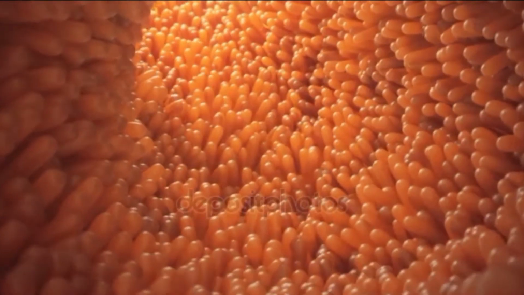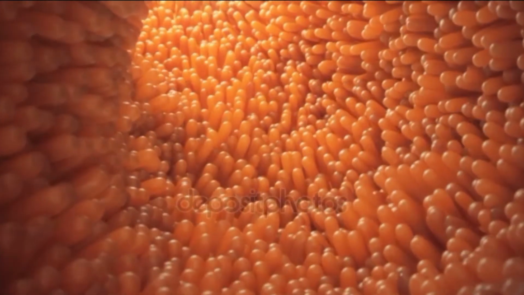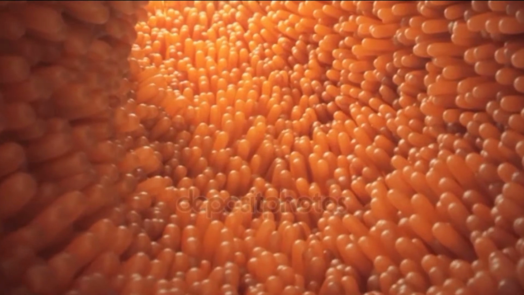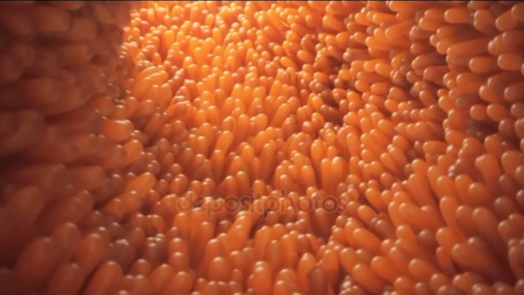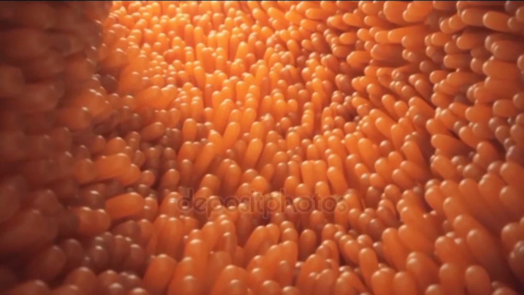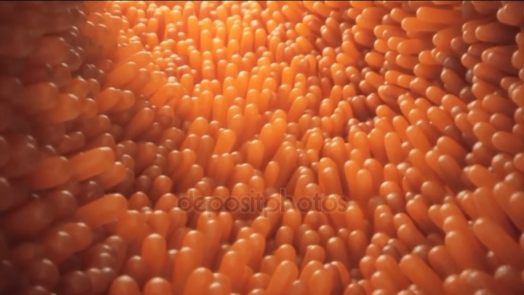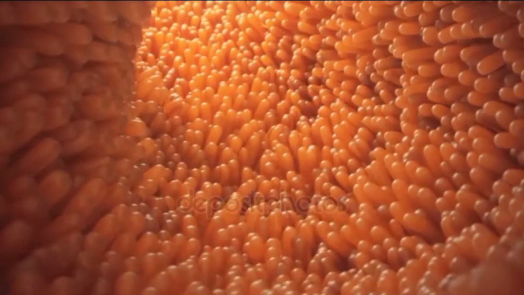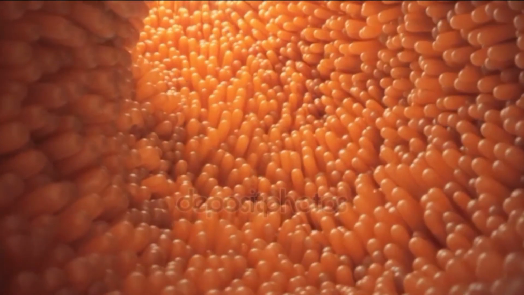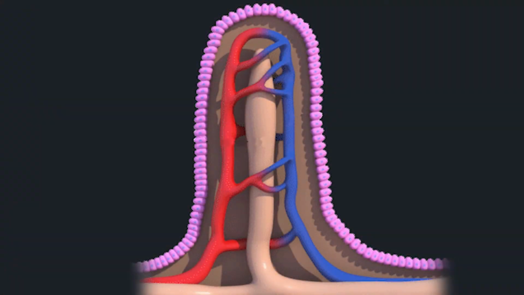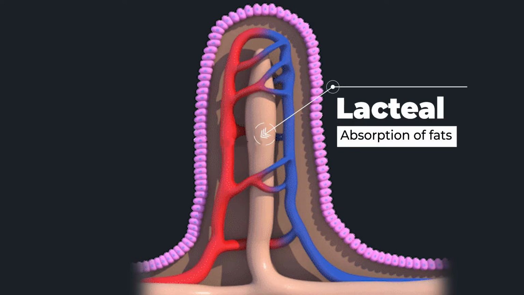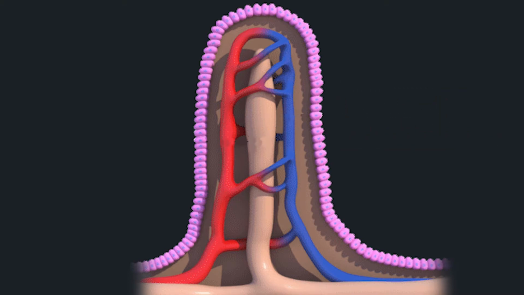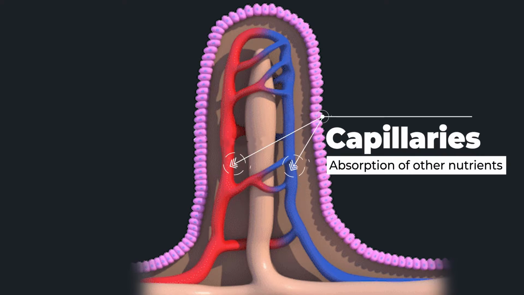The mucosa of the intestine is thrown into numerous projections known as villi. These serve mainly to increase the surface area for absorption. Unlike the rugae, the villi are slender projections and are always visible. The interior of a villus has a large lymph vessel known as lacteal, which serves for absorption of fats. Other than this, it also has numerous capillaries for absorption of other nutrients.